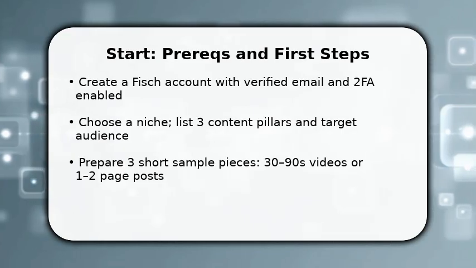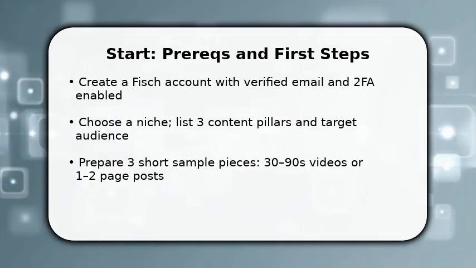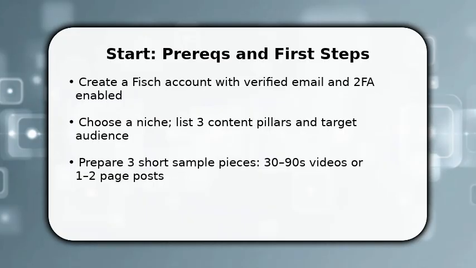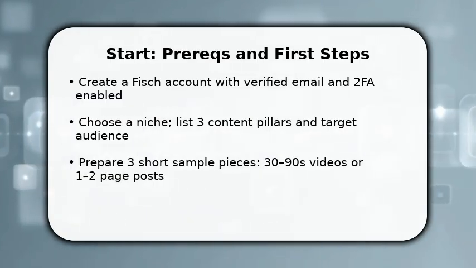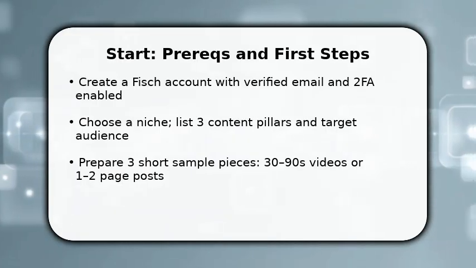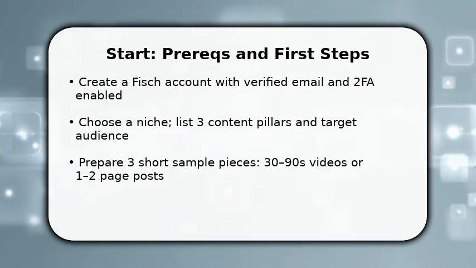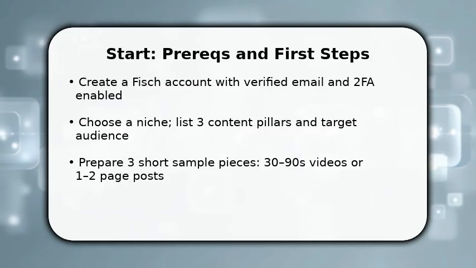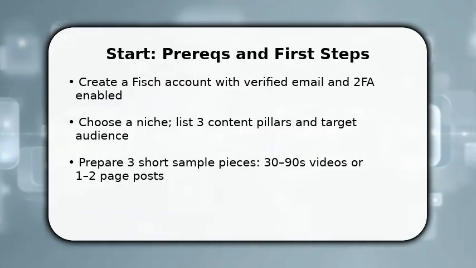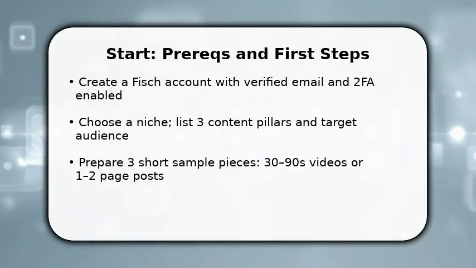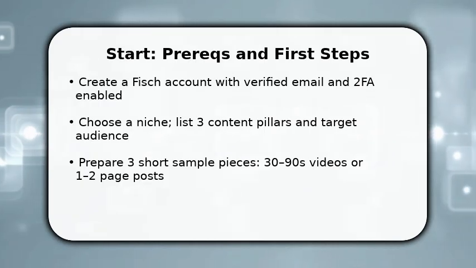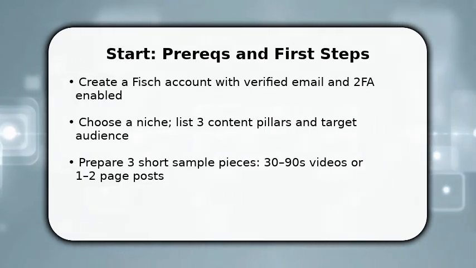Enjoy the video. You already have the essentials: an active Fisch account and ideas. First, pick a clear niche and define 3 content pillars so your feed has direction. Next, produce 3 short samples, 30 to 90 seconds or 1 to 2 page posts to show range. Once done, organize them into a single pitch folder labeled with your niche and metrics placeholders. This gets you into the pipeline faster and makes evaluations simple for reviewers.